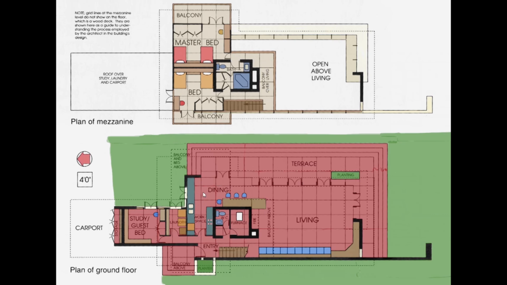Here's the kitchen, and there's a small laundry room, and you can see that the downstairs bedroom is on the opposite side of the house from where it is on the Rentz house. Otherwise, the plans would be very similar.